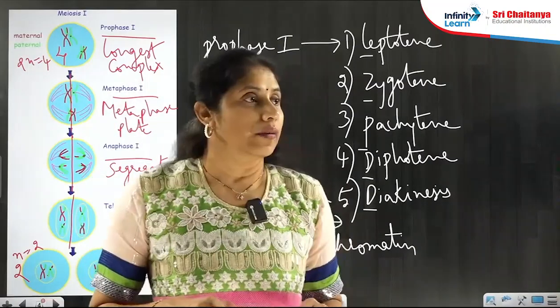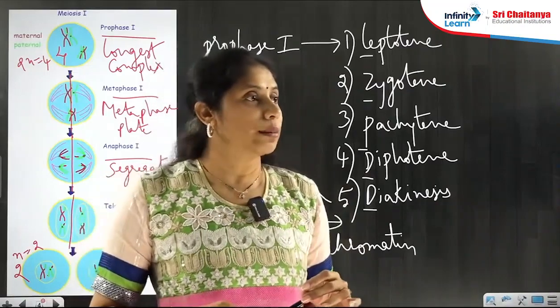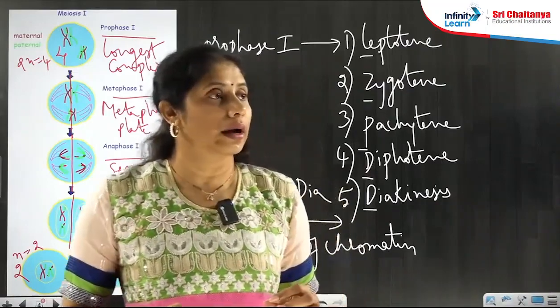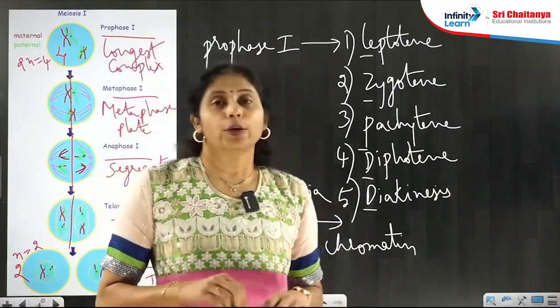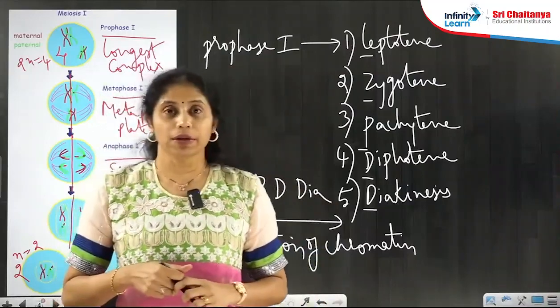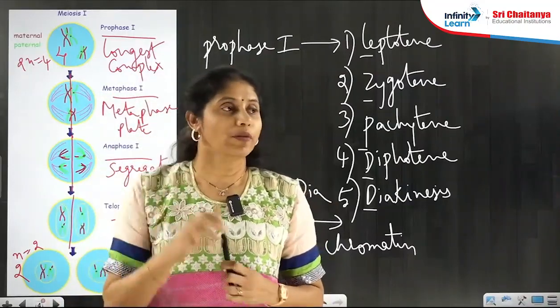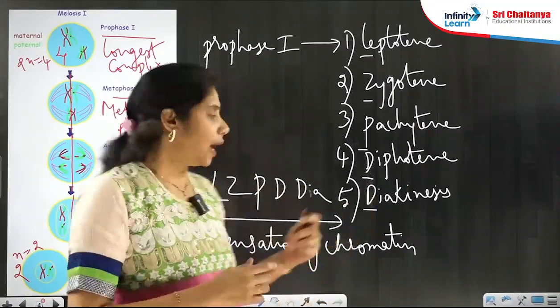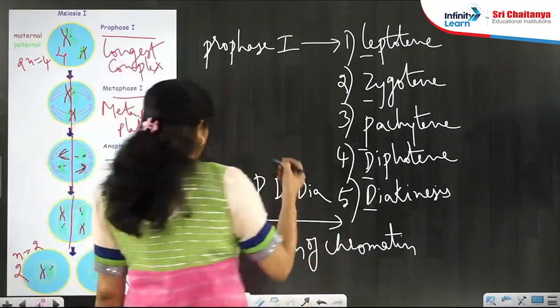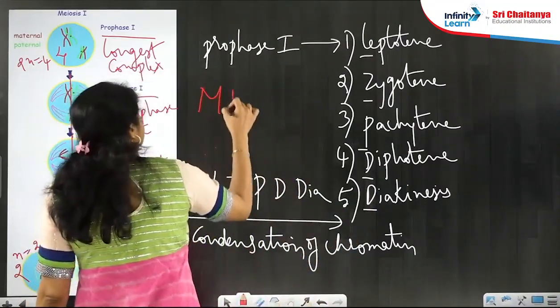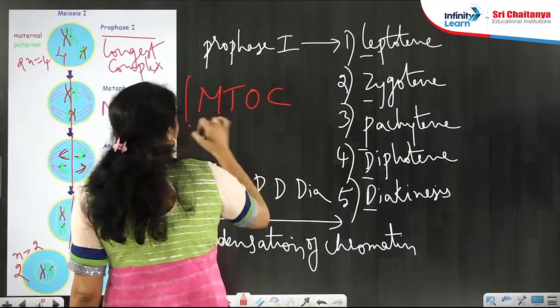increased. Without centrosomes, how can the spindle fibers form in a plant cell? Okay. Centrioles will not be forming the spindle fibers here, but in plant cells, microtubule organizing centers will be there. They are called MTOC.